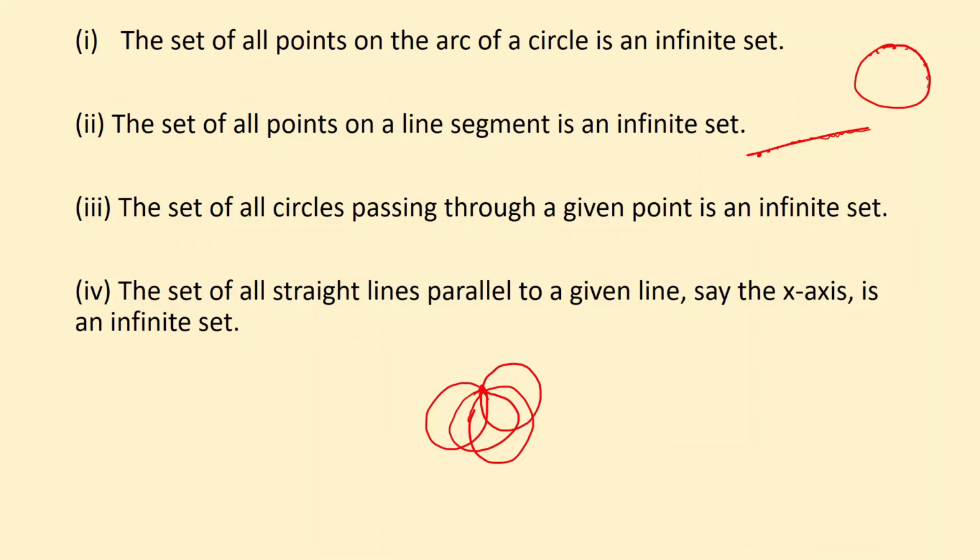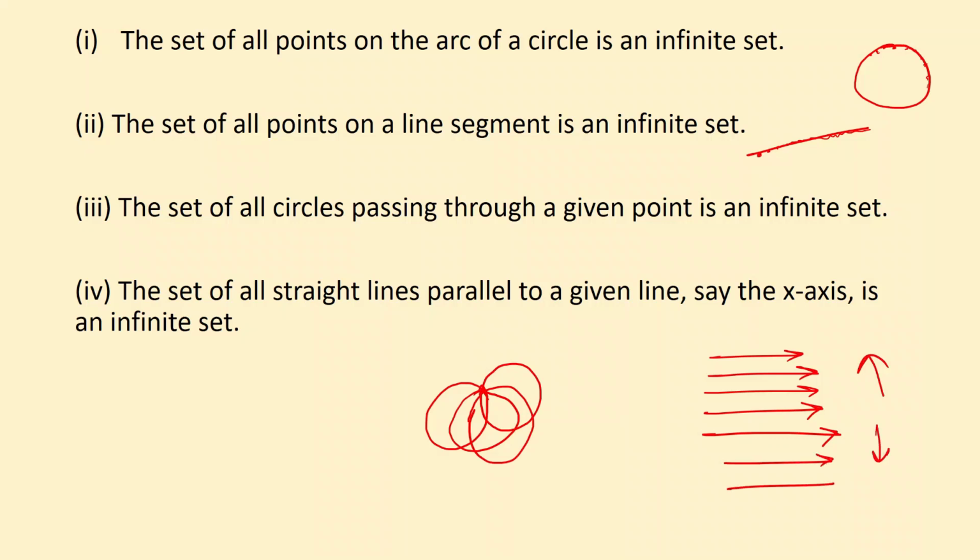And lastly, the set of all straight lines parallel to a given line. For example, the x-axis. If you take the x-axis, there are infinitely many lines that are parallel to this x-axis. Infinitely many lines up, infinitely many lines down. So they are all examples of infinite sets.